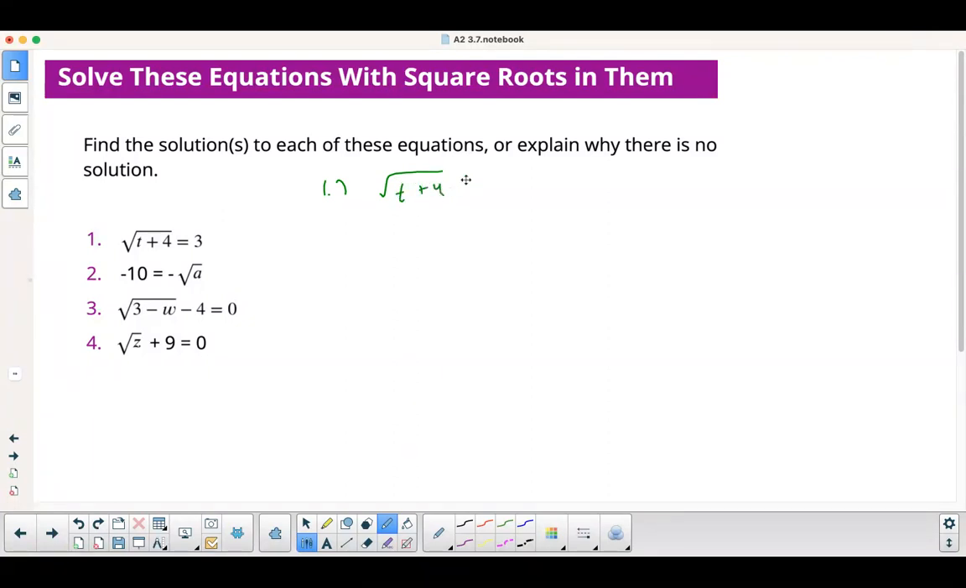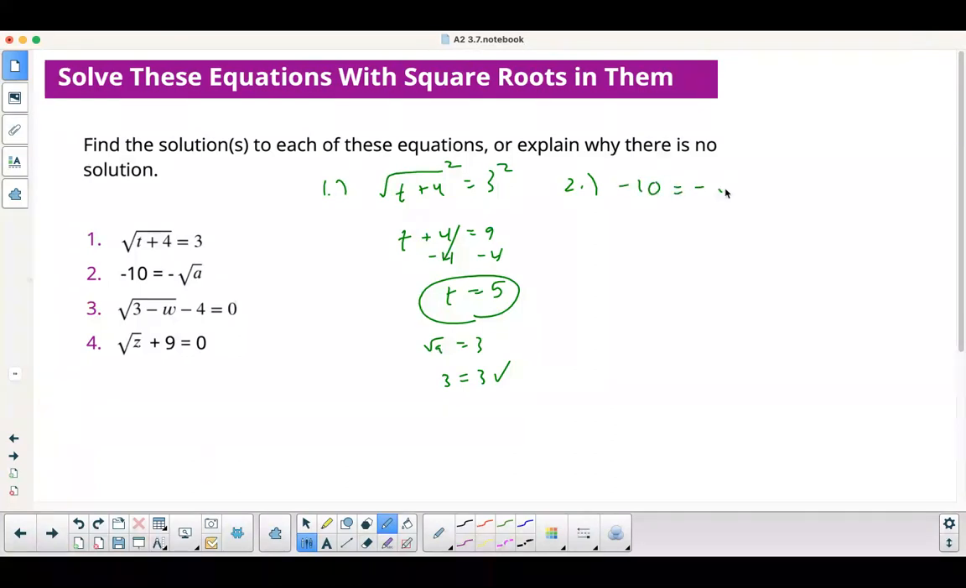T plus 4 equals 3. Let's square both sides to get rid of the square root. And I get t equals 5 for 1. And then I'm going to plug it back in. 5 plus 4 is 9. So the square root of 9 equals 3. 3 equals 3. Check. You always want to check these. Let's go to number 2.